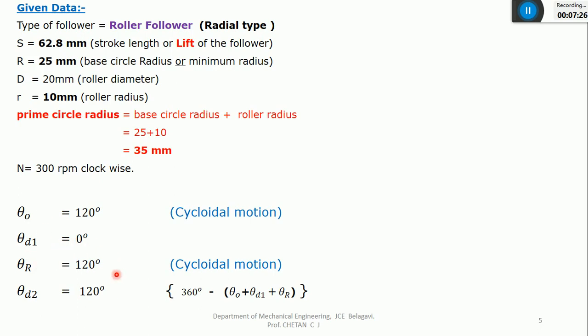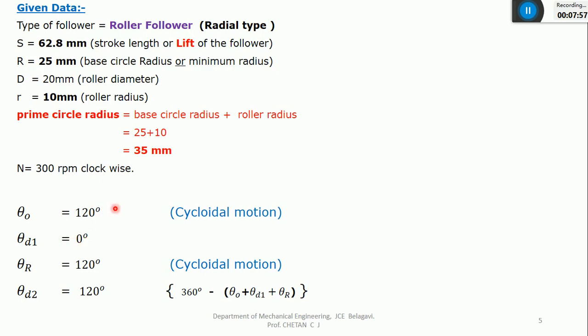And the cam has to cover 360, right? Already I have covered 120 plus 120, 240. So the remaining will be 120 degrees. You can see 360 minus the summation of theta naught, theta d1, theta r. The remaining I can consider as the second dwell angle. You can decide as per the application part. Since nothing is mentioned about the first dwell, I can consider it as 0.